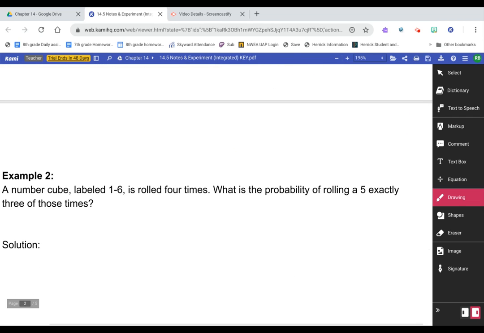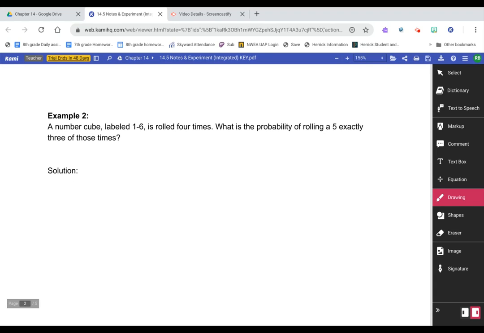All right, example 2 is a little bit different. We have a number cube labeled 1 through 6. It's rolled 4 times. And we want to know, what is the probability of rolling a 5 exactly 3 of those times? Okay, so the solution to this is that first, let's make R represent rolling a 5 and N represent not rolling a 5. This is a binomial experiment because it meets all 4 criteria.